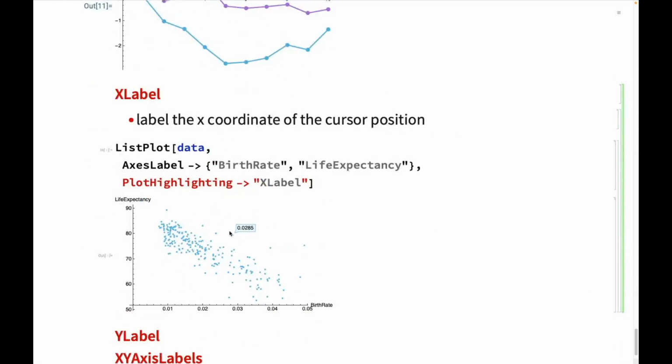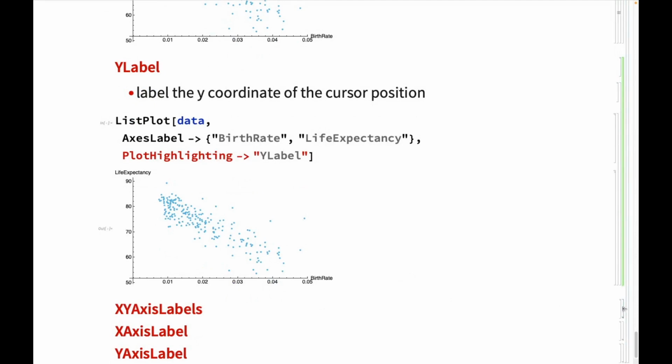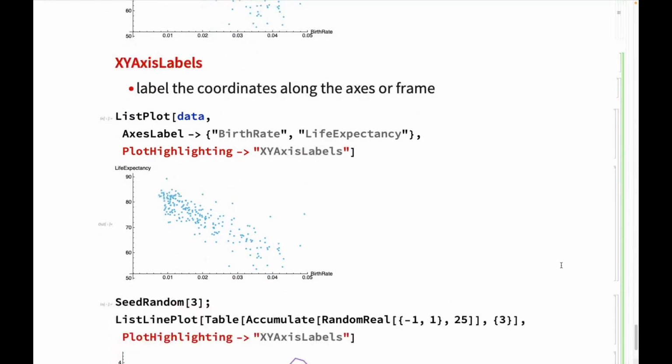Next thing is the X label. Just like XY label, but instead of the XY value, it just gives you the X value. Y label gives you just the Y value. And then there is an XY axis label. So instead of putting labels directly on the highlighted point, we put it on the axis.